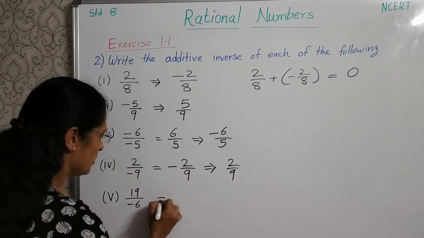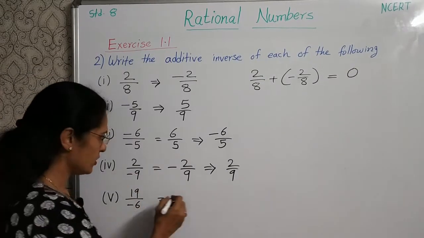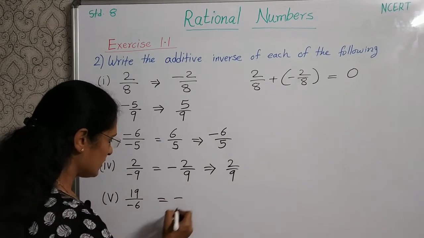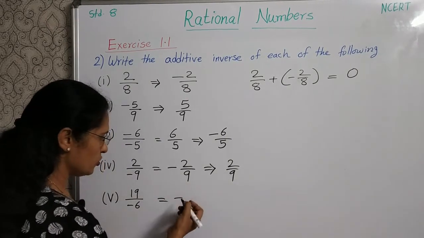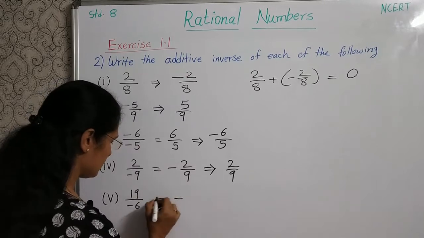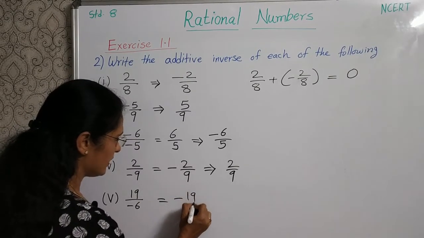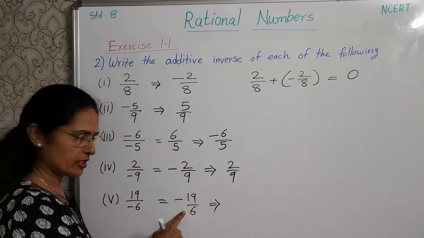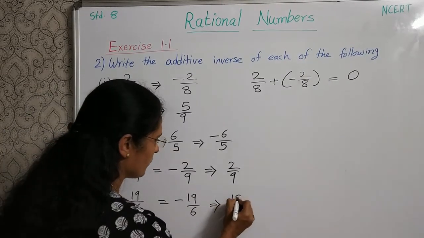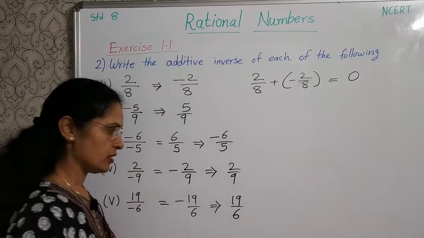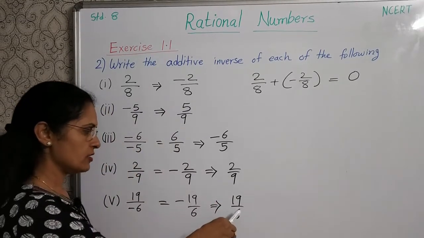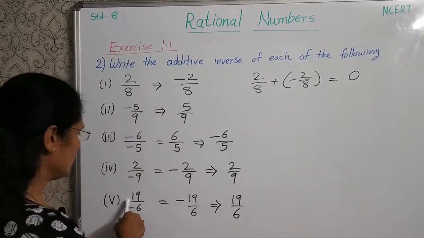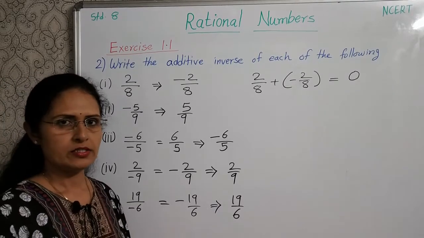Next, 19 by minus 6. So here also we can write the negative sign in the numerator or at the center. So minus 19 by 6, and the additive inverse of this negative rational number will be positive 19 by 6. So 19 by 6 is the additive inverse of 19 by minus 6.